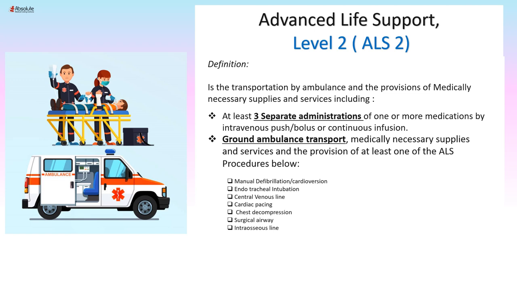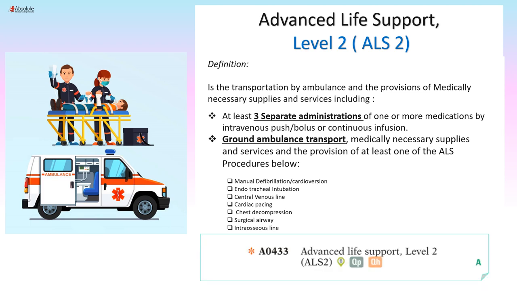So here are those procedures. If they perform manual defibrillation or cardioversion, endotracheal intubation, or if they perform central venous line, cardiac pacing, chest decompression, surgical airway, and intraosseous line. When those services are provided during that ambulance service, then it will be categorized as an advanced life support, ALS-2, and the code for that is A0433.